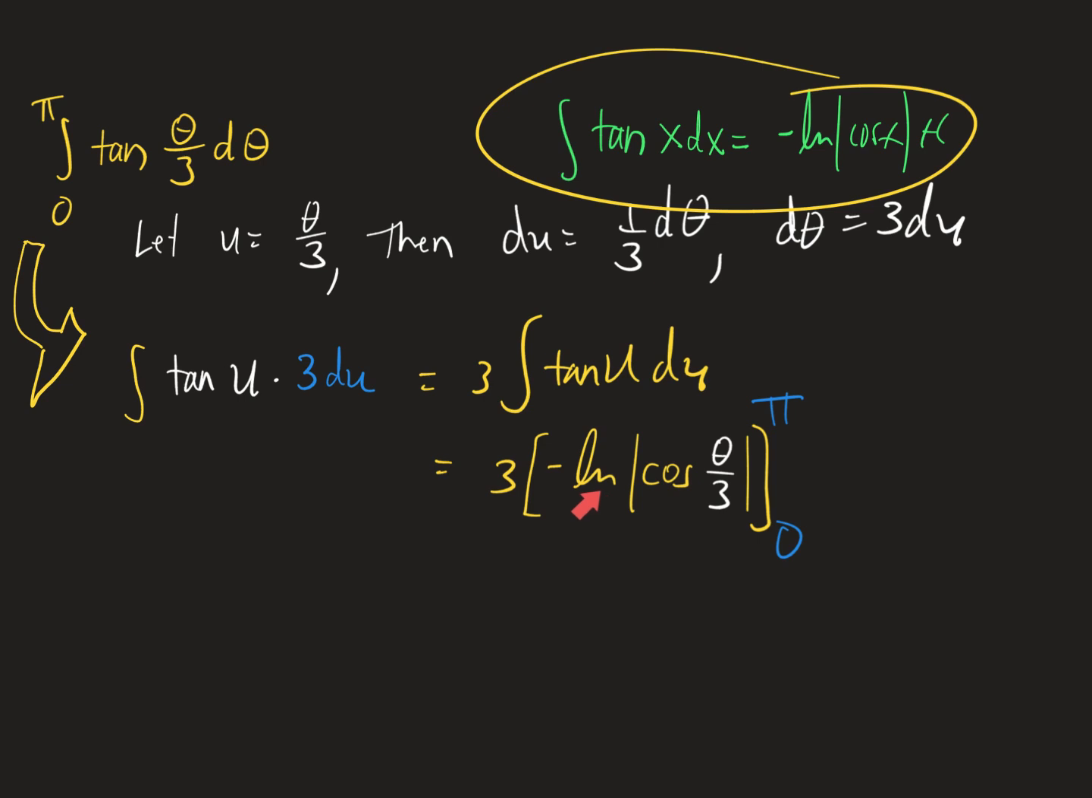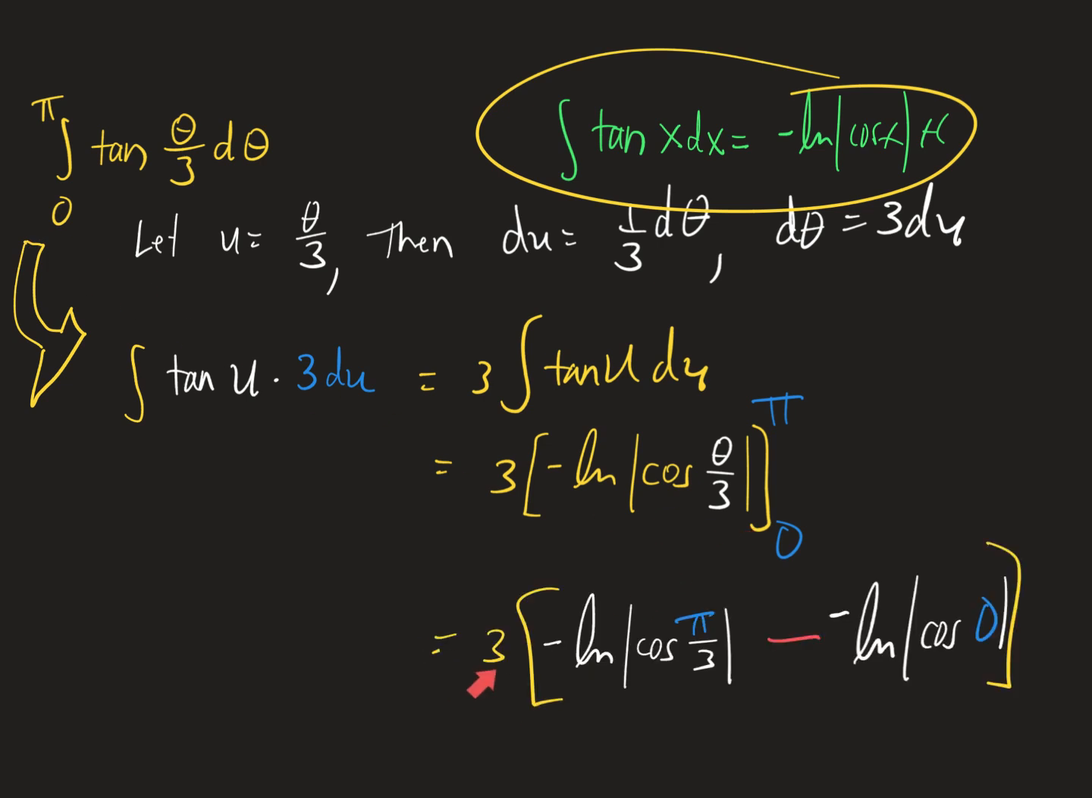The opposite of the natural log of cosine of u. And in this problem, I bounce back from the u expression to the theta expression, so we can keep these limits of integration as theta goes from 0 to pi, which gives us 3 times this evaluated at pi minus that evaluated at 0. Okay.